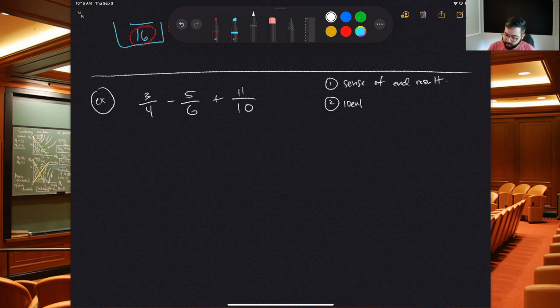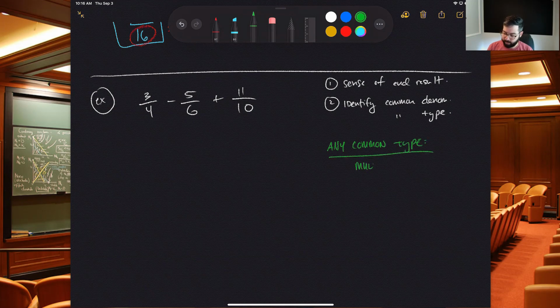Step 2 is identify the common type, common denominator, or common type between all 3 fractions. That's going to be the easiest thing to do. The surefire way to get a common type is to just multiply the denominators together. Okay, so this will not result in the least common denominator, which is ideal because you're going to be left with the simplest form. But sometimes just factoring them all together just makes it a lot tougher.